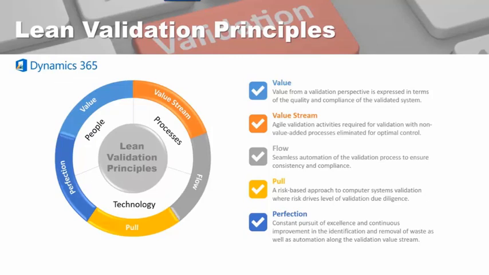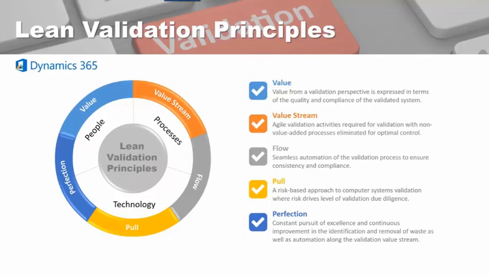Taking the first point, the value from a validation perspective is really expressed in terms of quality and compliance of the validated system. How do we measure success in validation? If the system is established in a quality manner and suitable for production, that's validation success. We've caught as many of the errors, bugs, inefficiencies, and anomalies in the system as possible, and we derive value from that.